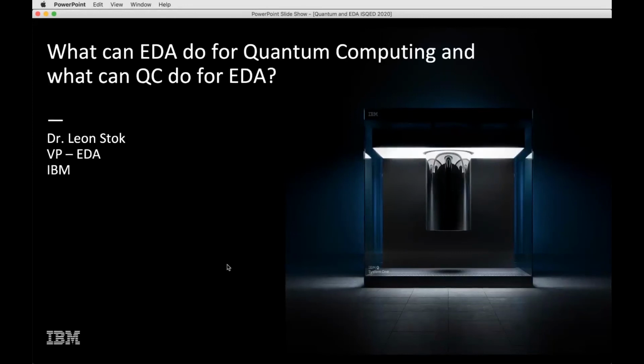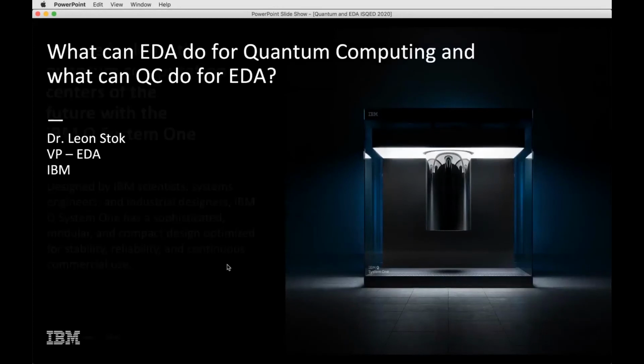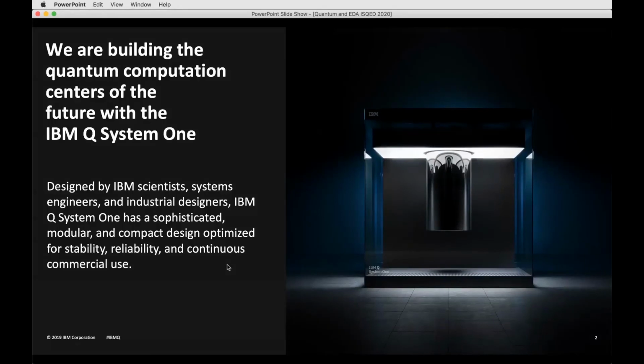So let me start with the first part. What is the current state of quantum computers? What you see on the right here is IBM Q System 1. This is a fully enclosed quantum computer. It doesn't need to be in a lab. It can actually be placed in any data center. We have one in Poughkeepsie that is just standing next to a big IBM mainframe.